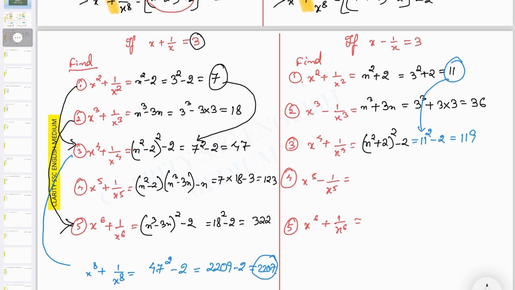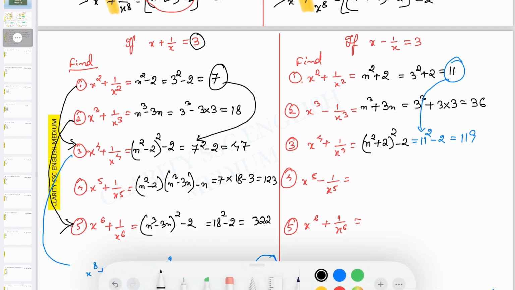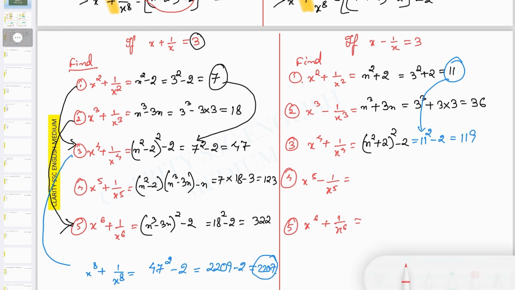Here, x to the power 5 is nothing but the product of these two, the square and the cube. Write 11 here, write 36 here, minus n. What is n? 3. So minus n.